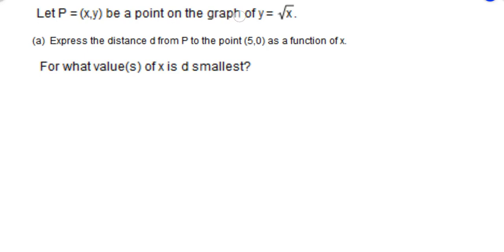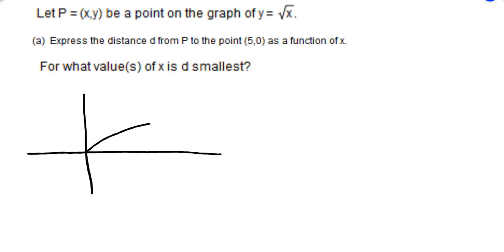We want to start off by drawing the graph of y equals square root x. Y equals square root x will look like the top half of a sideways parabola. And we want to express the distance from any point on this graph to the point (5, 0). So let's mark the point (5, 0). So we have the point (5, 0) here.